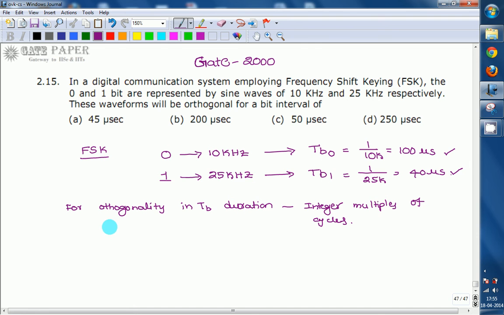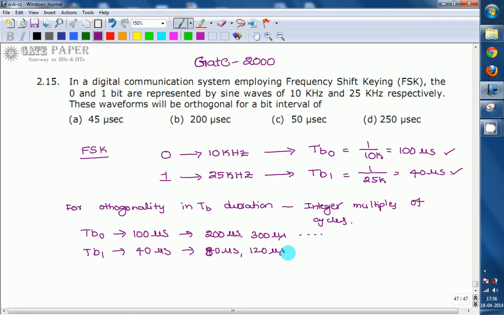For example, the first duration TB0 is 100 microseconds. The integer multiples are 200 microseconds, 300 microseconds, and so on. Similarly for the bit duration TB1, the first duration is 40 microseconds. The integer multiples are 40 microseconds, 80 microseconds, 120 microseconds, 160 microseconds, 200 microseconds, etc.